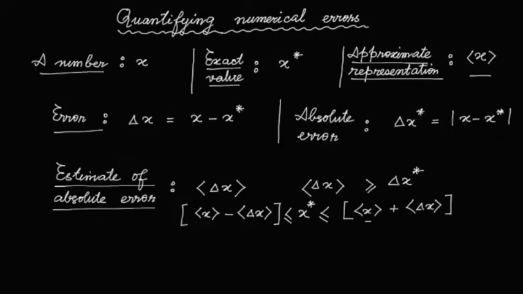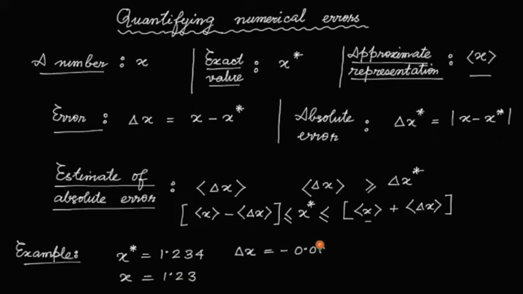So let's say example. So x star is 1.234, x is 1.23, and delta x is, in our definition, minus 0.004. Delta x star is plus 0.004. I'm not writing it again.